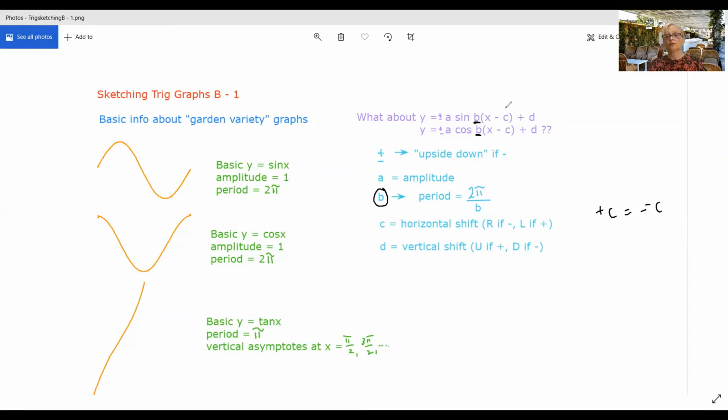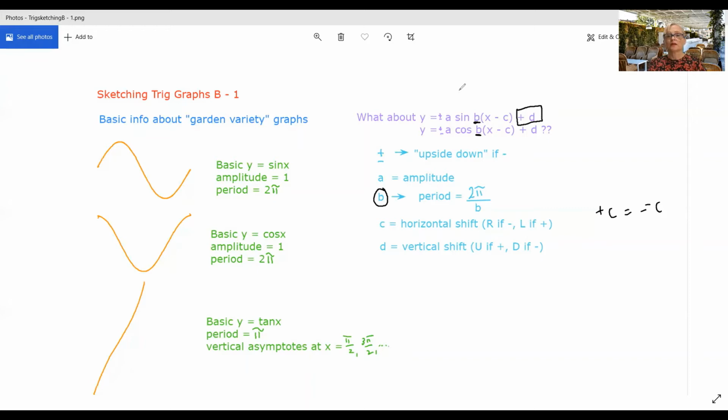Your vertical shift, again, that's a very common change that happens to a graph. If you just have the normal function and then you add something to it, you're just shifting the whole lot up by that amount. Of course, if D is a negative number, you're shifting the whole lot down.